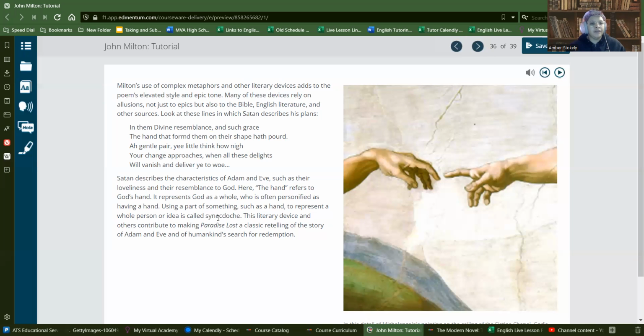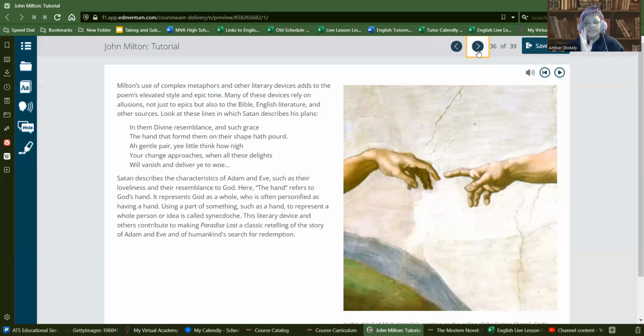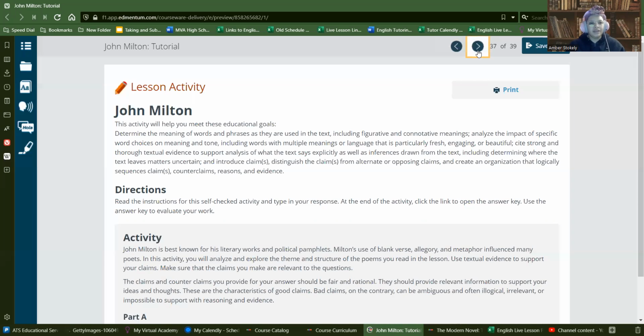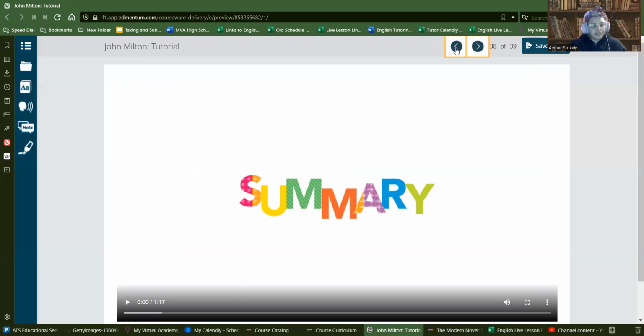And it's very famous. Synecdoche also came up in our Beowulf lesson. So you might have notes on this word already, but it's here again with the explanation just in case you don't have it. And this literary device and pretty much everything else that we discussed contribute to making Paradise Lost a classic retelling of the story of Adam and Eve and humankind's search for redemption. And also, in parentheses, England's search for redemption. So on slide 37 is a lesson activity. And yep, that's the end of it.